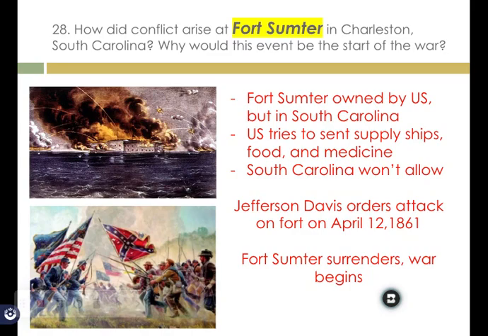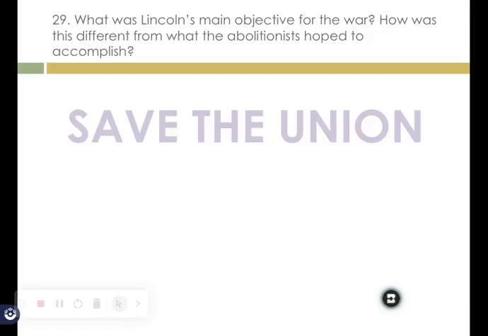And so technically speaking, the Confederate States of America attacked the United States fort at Fort Sumter. This is when the war begins. Okay, so Fort Sumter surrenders and the Civil War commences in 1861, and it will continue until 1865. Okay, now here's the deal.